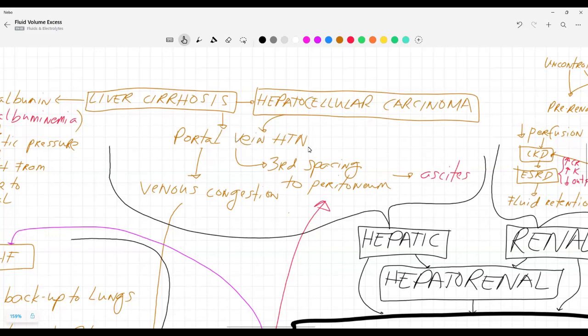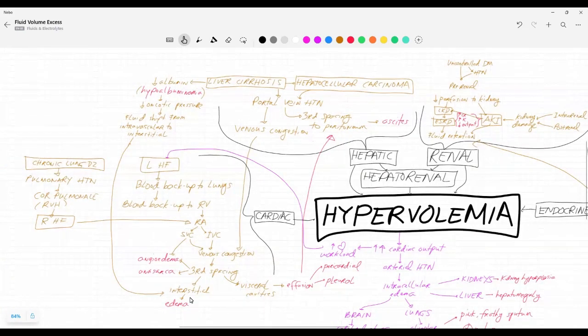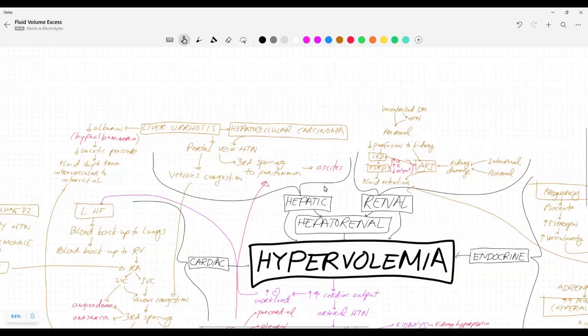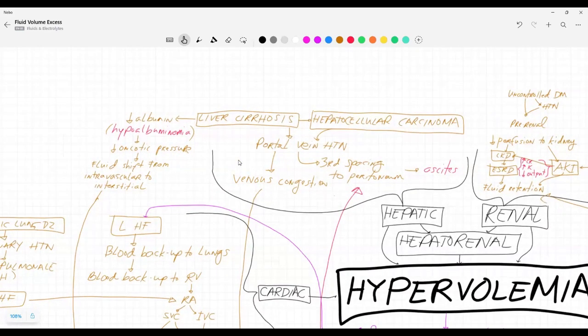And so when there's portal vein hypertension, again, that leads to venous congestion, which brings us back to the third spacing and the edema down here. And again, the ascites that happens from third spacing into the peritoneum. Liver cirrhosis can cause hepatocellular carcinoma, or there could be other causes of hepatocellular carcinoma. But basically, when the patient has either one of these, that can cause portal vein hypertension.